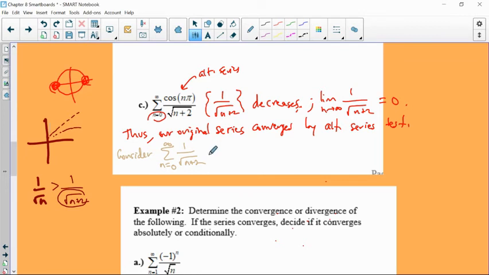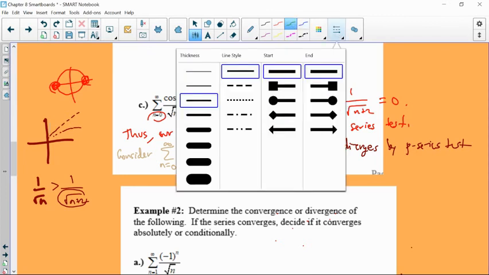So we could say, compare to this series, n equals, I'll start at 1 because I don't want to divide by 0, of 1 over root n, which diverges by the p-series test. Okay, so then what we do is we're going to take the limit. So this is almost like a proof within a proof, right?